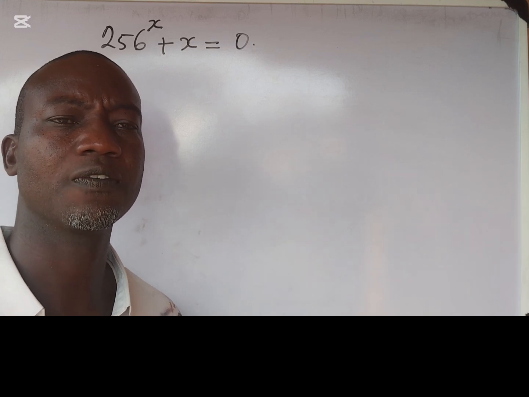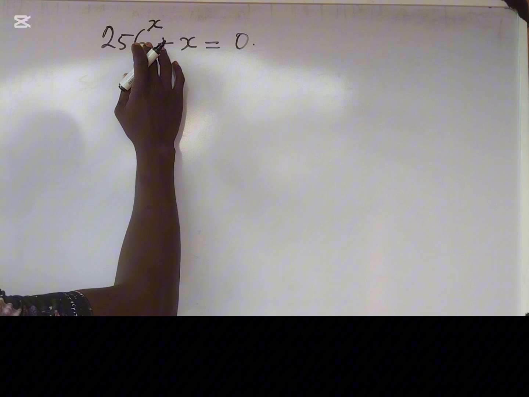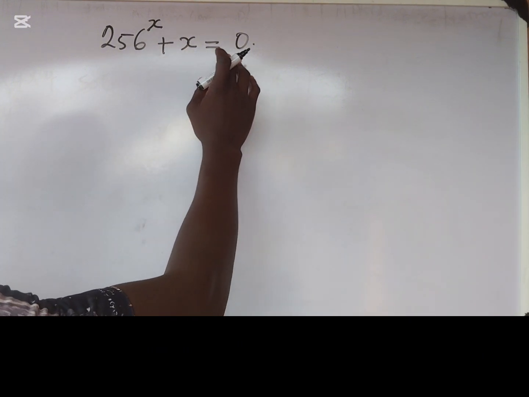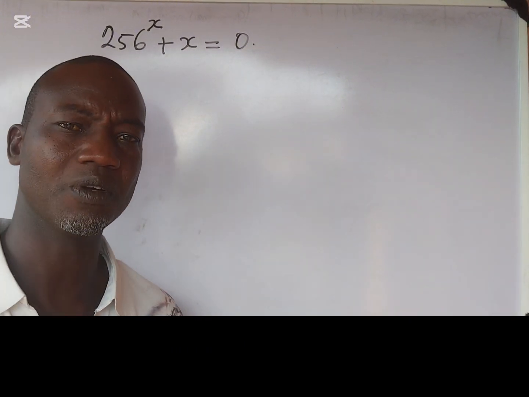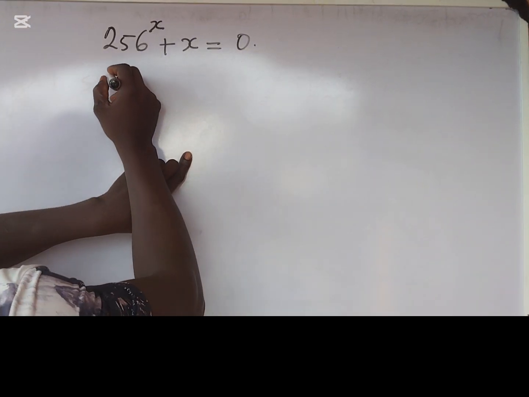Let's try and solve this elegant equation we have on the board. It is 256 raised to the power of x plus x is equal to 0. We are asked to find the value of x. So if we want to solve this equation, let me write the solution.